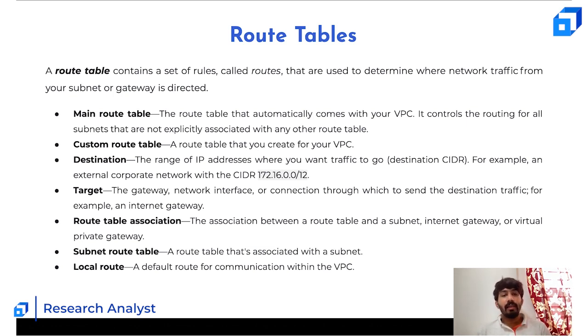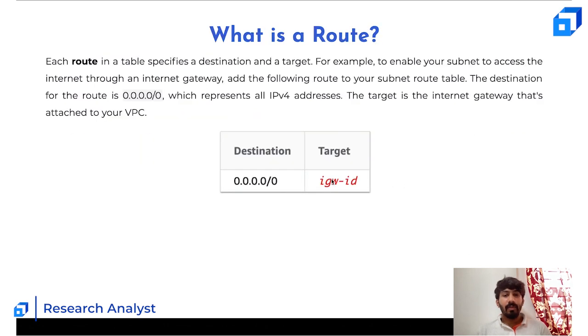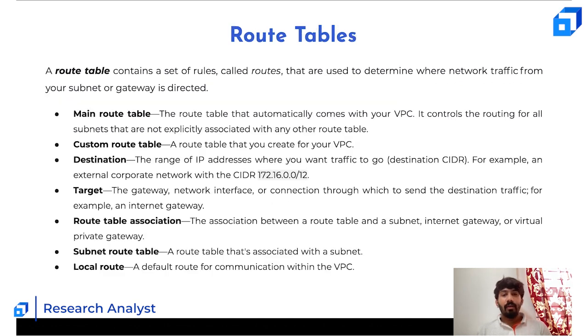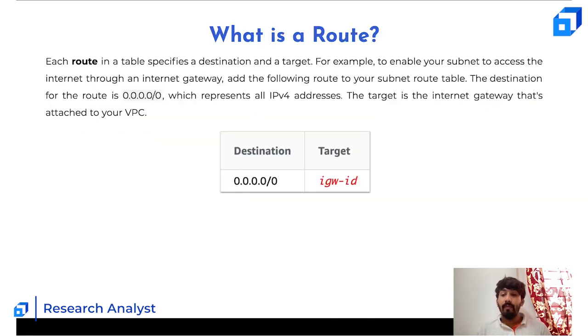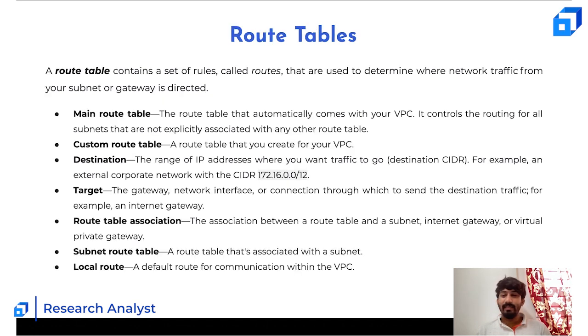So whatever is the target. For example, this would be the target, and this would be the IP address which you'll have to provide. In this case, the target is internet gateway, and the IP address is all traffic. Then comes route table association, the association between a route table and a subnet, internet gateway or virtual private gateway. Again, this is the route table, and it has been associated with the internet gateway. That's basically the route table association.